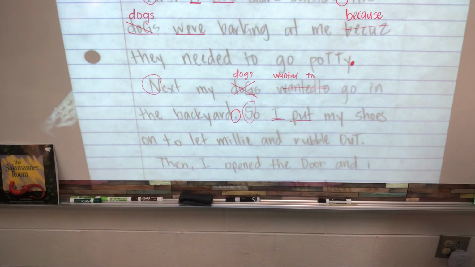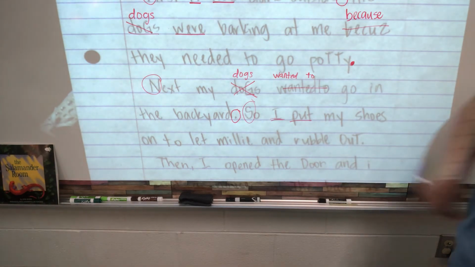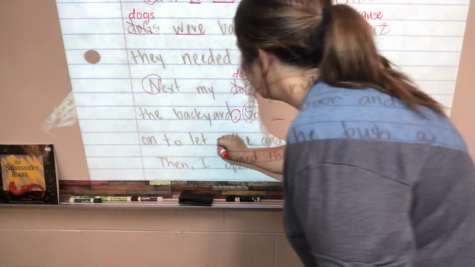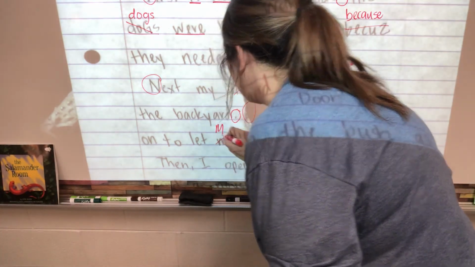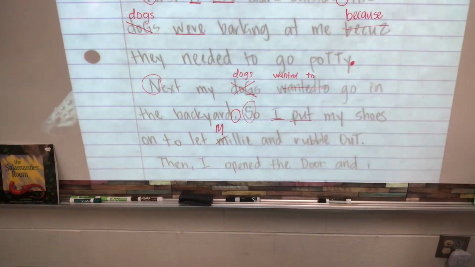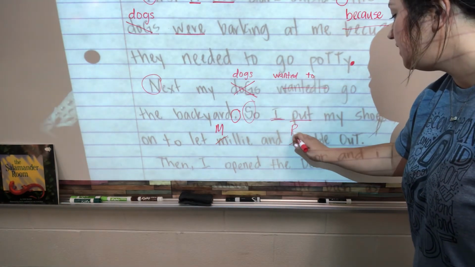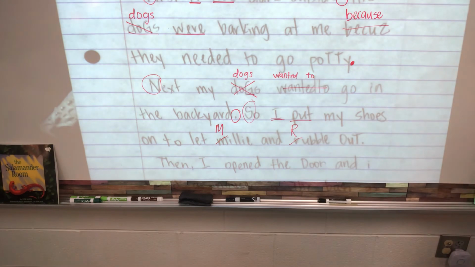Who is Millie and who is Rebel? Who's this story been about so far? It's been about my dogs. So Millie is the name of my dog. So Millie needs a capital letter since it's the name of my dog. Rebel is the name of my other dog. So Rebel also needs a capital letter because Rebel is the name of my dog.